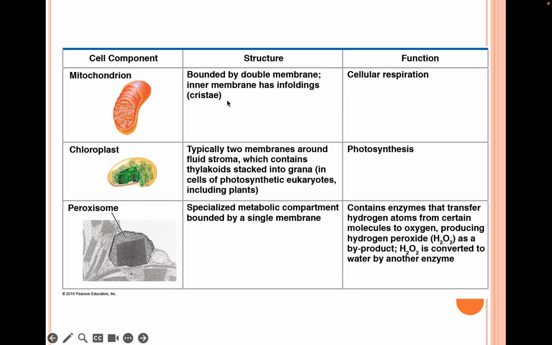All right, the mitochondria here is bounded by a double membrane. It has inner membranes with foldings called cristae. All right, peroxisomes. These are specialized metabolic compartments bounded by a single membrane.